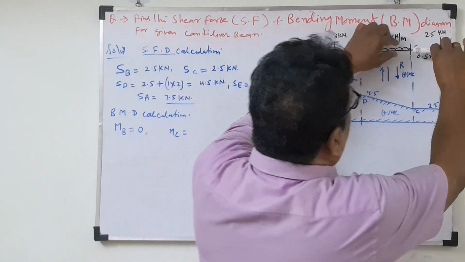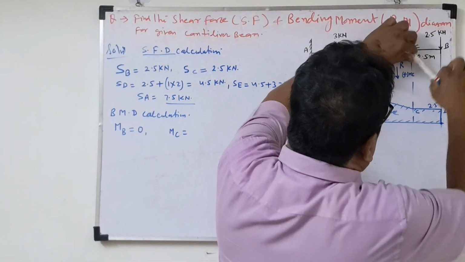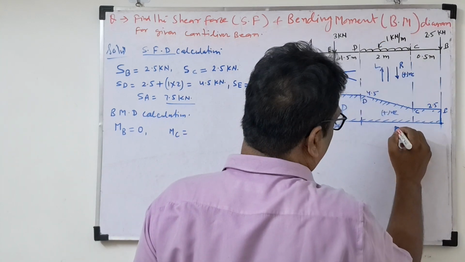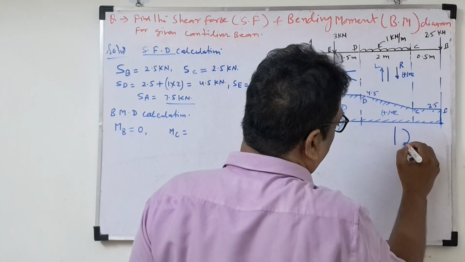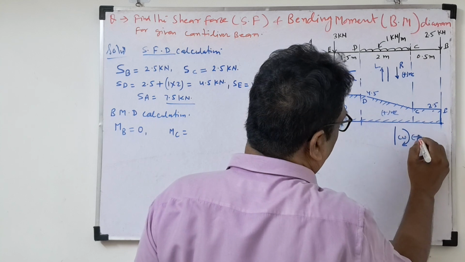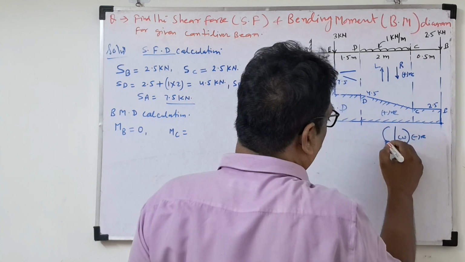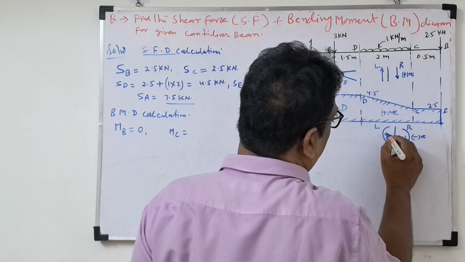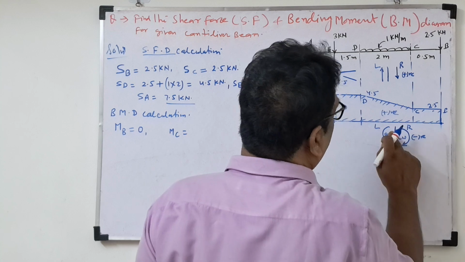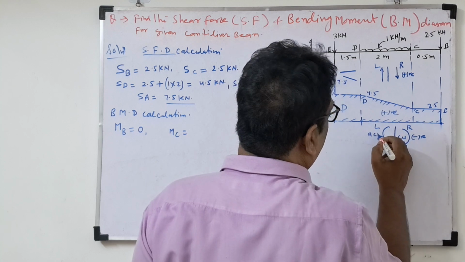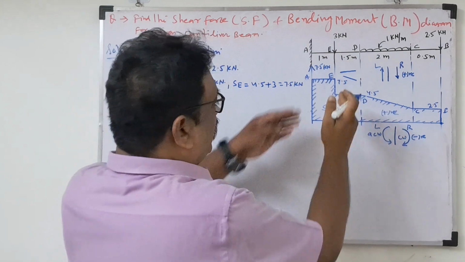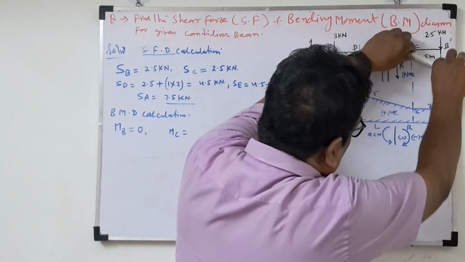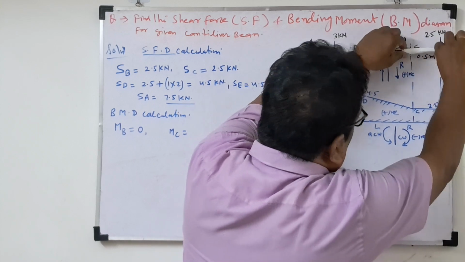Now at this point, due to this 2.5 kilonewton, it will come clockwise. So here also we'll take the sign convention: clockwise negative, anti-clockwise positive. This is called right side, this is called left side. This is the sign convention. We are taking the right side. So the clockwise moment: if your point is fixed, the 2.5 will rotate this line clockwise.